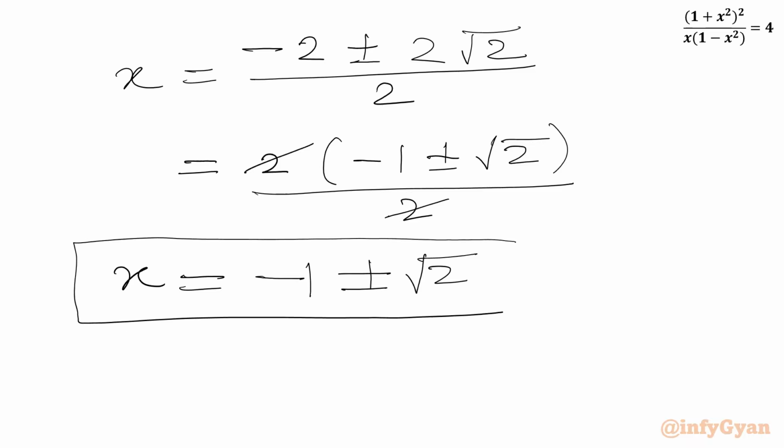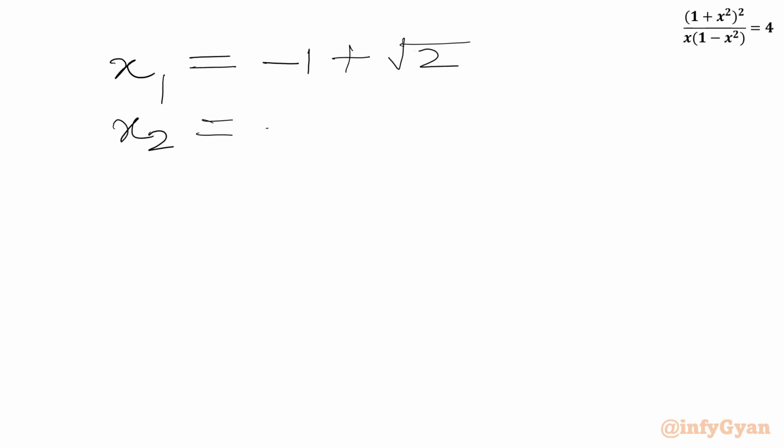So we have two real solutions. I will write x1 equal to minus 1 plus root 2 and we will write x2 equal to minus 1 minus root 2, each with multiplicity 2.